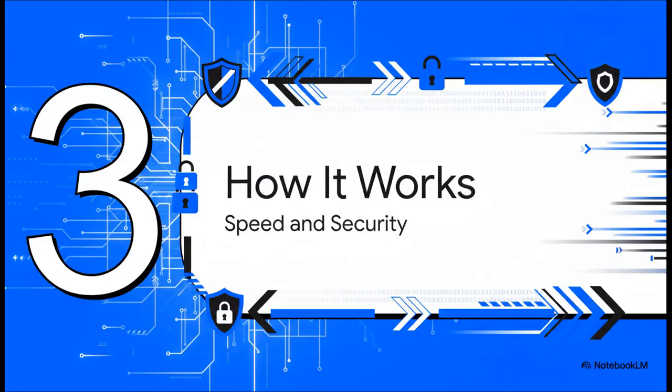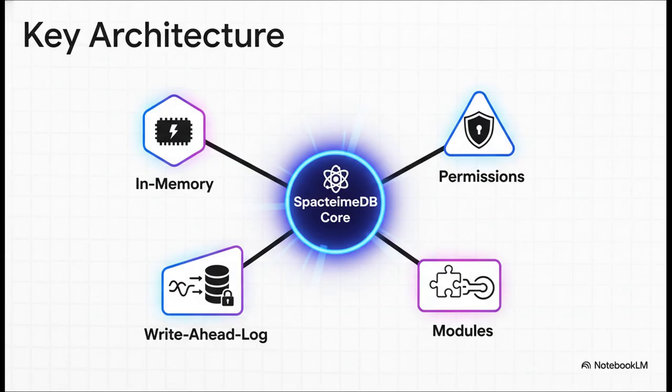So the big question is, how is this even possible without totally sacrificing performance or security? Well, the whole architecture is built on a few really key principles. First, for crazy low latency, all of the application state is held directly in memory, blazing fast. Now, to make sure you don't lose any data, every single change is saved to something called a write-ahead log. You can think of it like a super resilient to-do list for the database, so nothing ever gets dropped.